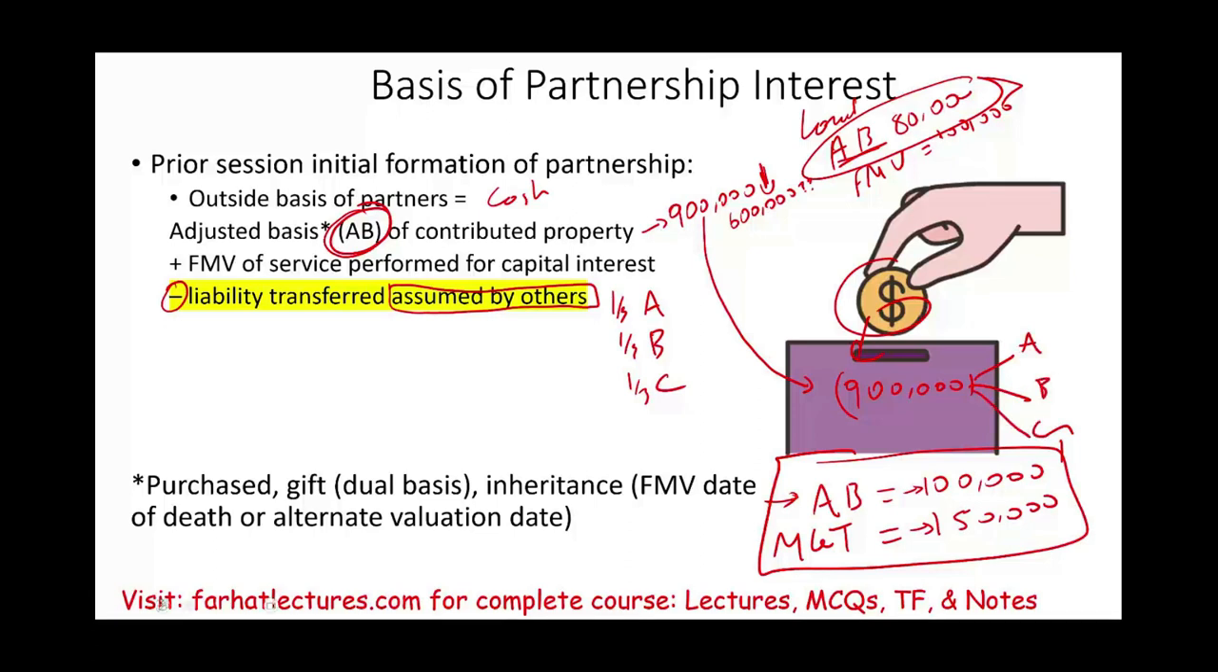Now, A is responsible for how much? A is responsible for 300,000. B is responsible for 300,000. And C is responsible for 300,000. We're assuming you are A. So guess what?